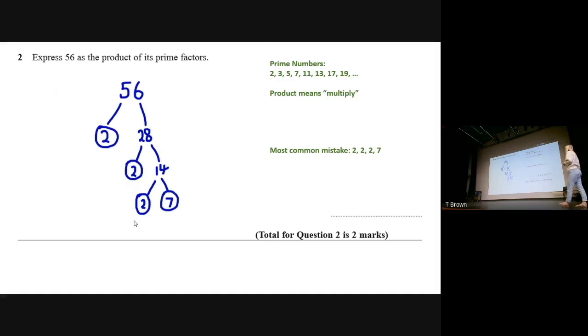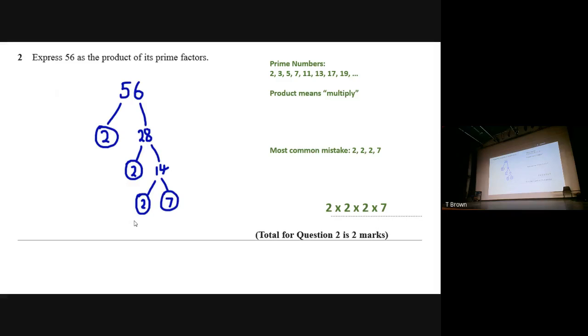So 2 times 2 times 2 times 7. You absolutely can write 2 cubed times 7. You would have to write that on Haggerty. I think there's a couple of questions where they say, give your answer in index form. And index form means with the indices, the powers. But if they don't say that, don't worry too much about it. We're not going to lose any marks for just writing 2 times 2 times 2 times 7, unless they say, give your answer in index form. And then we have to write 2 cubed times 7 because we are able to do it in indices. Any questions on that one?